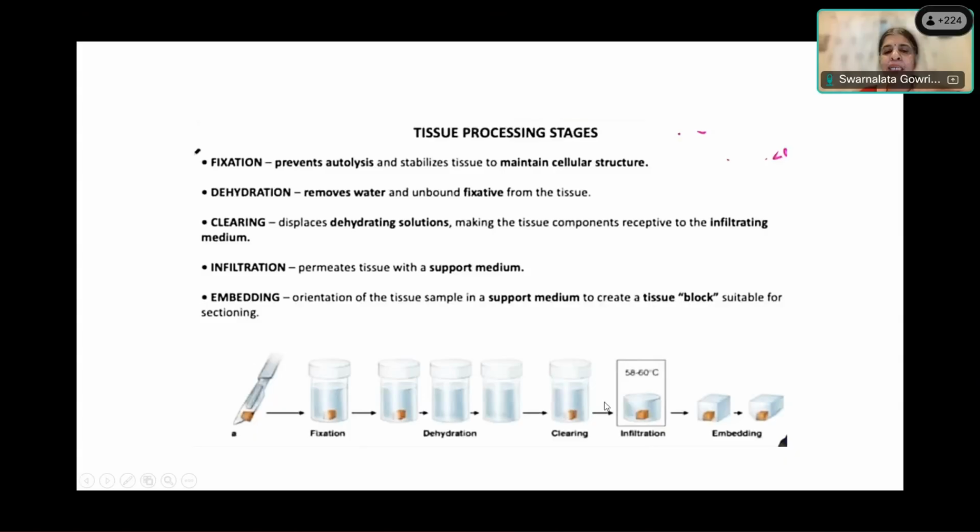And once you clear that, the space which is cleared is infiltrated by paraffin wax, because paraffin wax is the final medium where you're going to embed your tissue. So this is the reason why we take it from formalin, through alcohol, through xylene, and then finally through molten paraffin wax, and finally to paraffin wax.